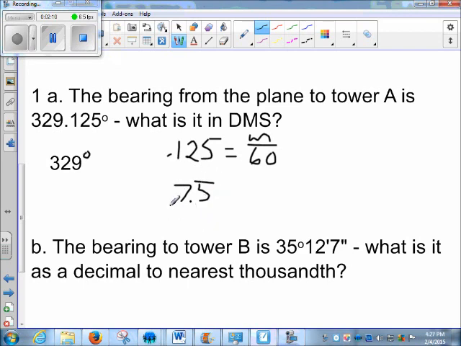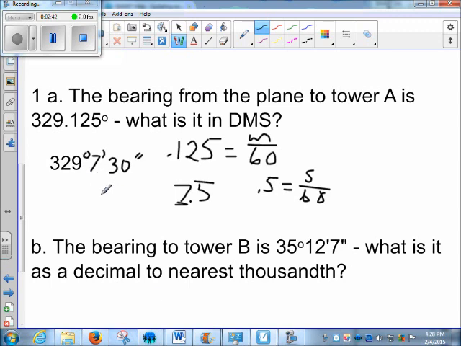Now this 7, the whole part of this, that's fine. We'll go ahead and put that in. It's 7 minutes. But 0.5 minutes, well, we can turn that into seconds. 0.5 minutes is how many 60ths of a minute, because each second is 1/60th of a minute. You solve that, and you find that 0.5 of a minute is 30 seconds. So 329.125 degrees is the same as 329 degrees, 7 minutes, and 30 seconds.